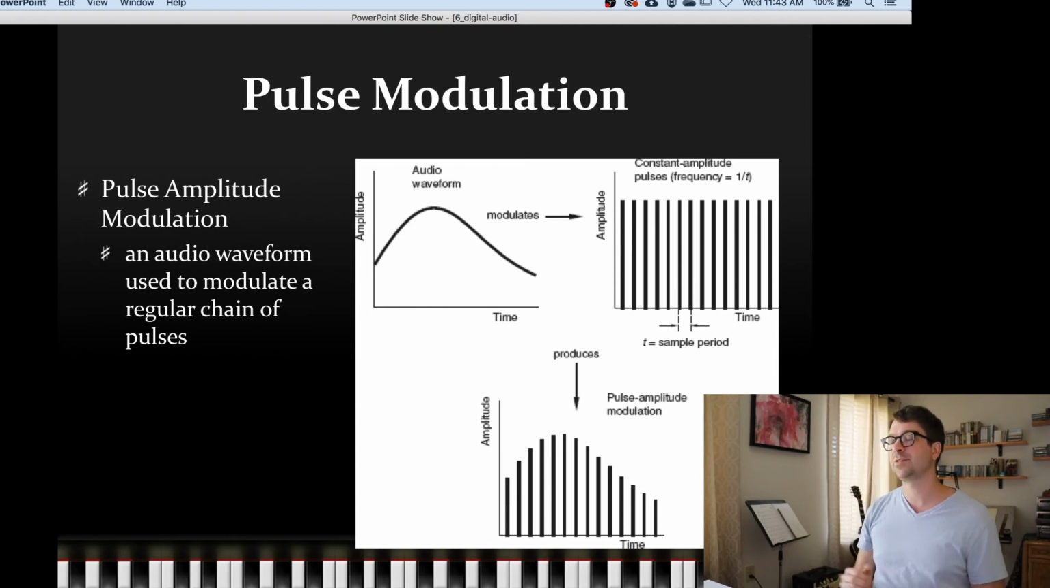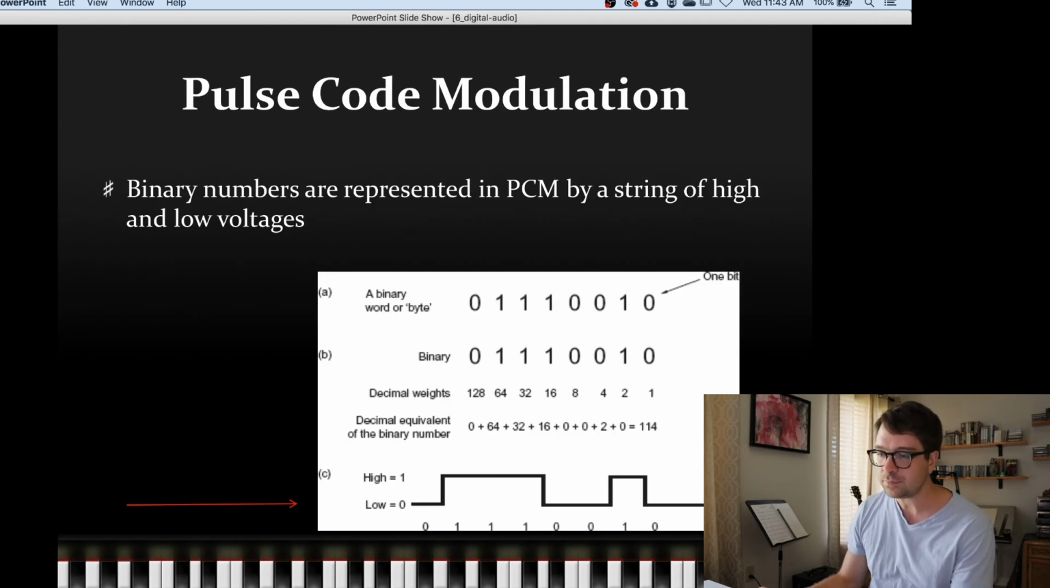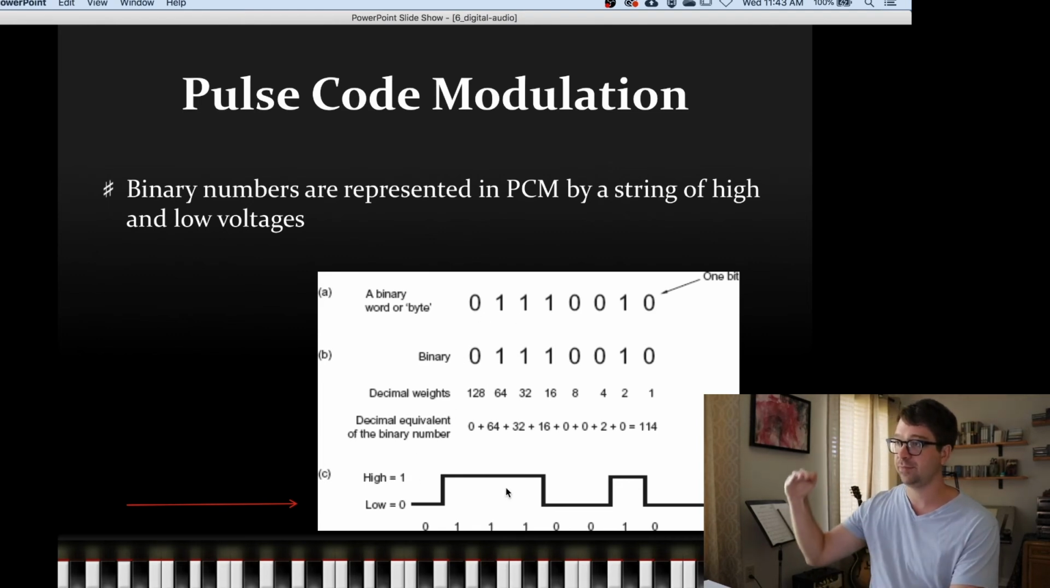Computers are good at some things and not good at others. Putting out a pulse and then taking measurements in zeros and ones, a computer can nail that. So that's how it does it. Basically, pulse code modulation will represent binary in a string of ups or downs in terms of a line.